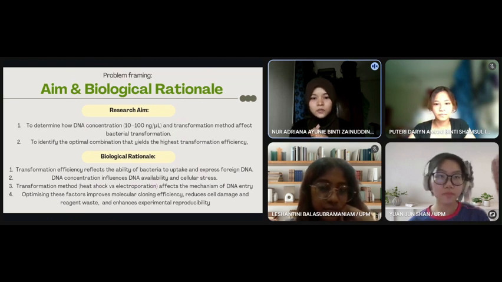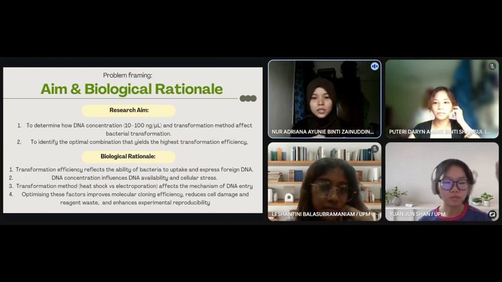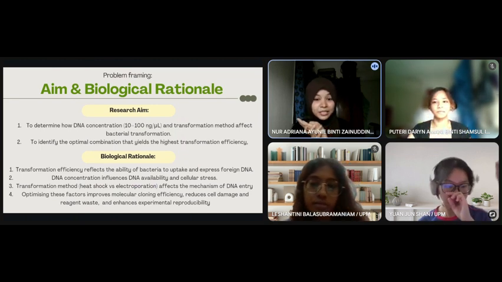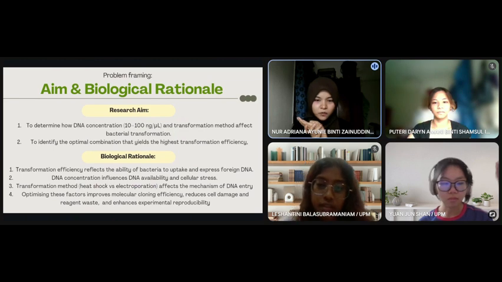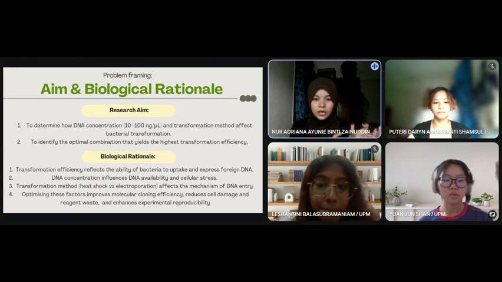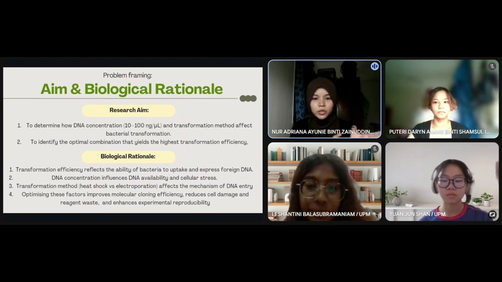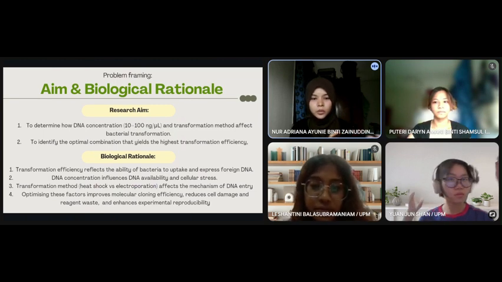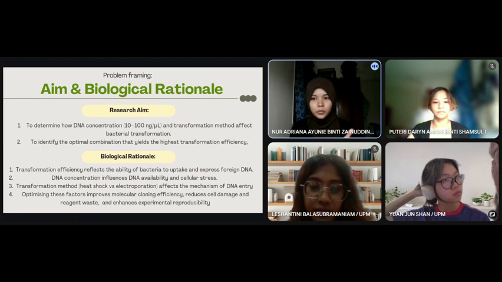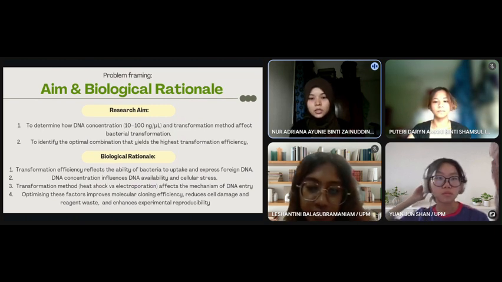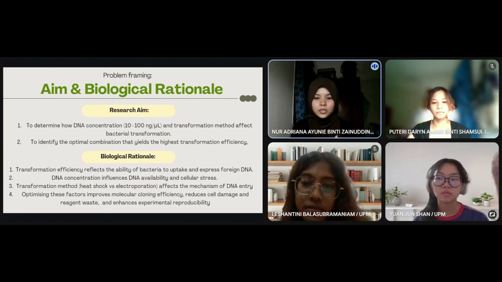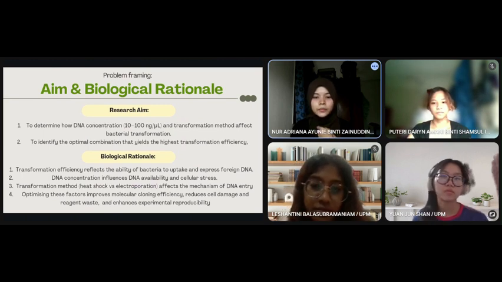In addition, the transformation method plays a significant role in how DNA enters the bacterial cell, as heat shock temporarily increases membrane permeability through temperature change. And for electroporation, it uses an electric field to create pores in the cell membrane. So by optimizing these factors, it can improve the transformation efficiency, reduce cell damage and reagent waste, and enhance the experimental reproducibility.